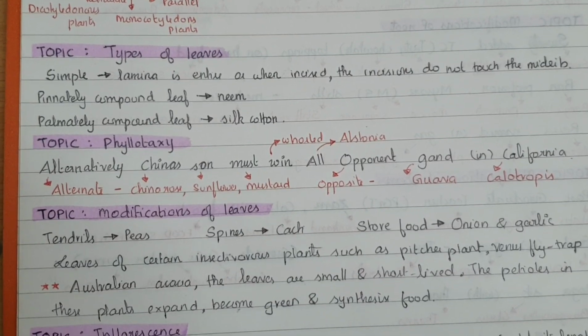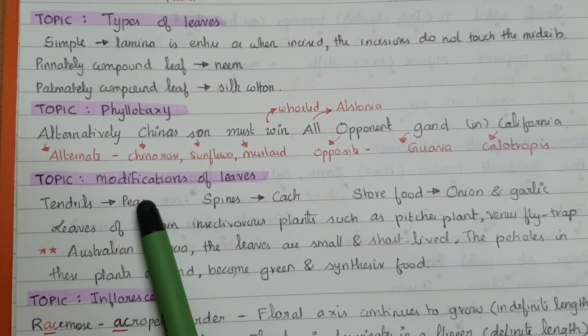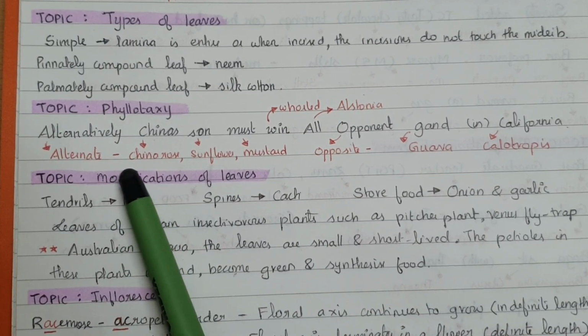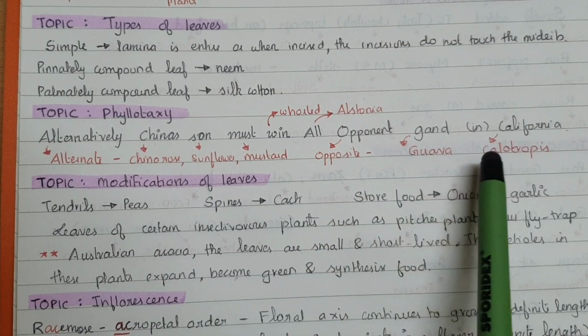So next topic is phyllotaxy. The short trick is: alternatively, China's sun must win all opponent gang in California.